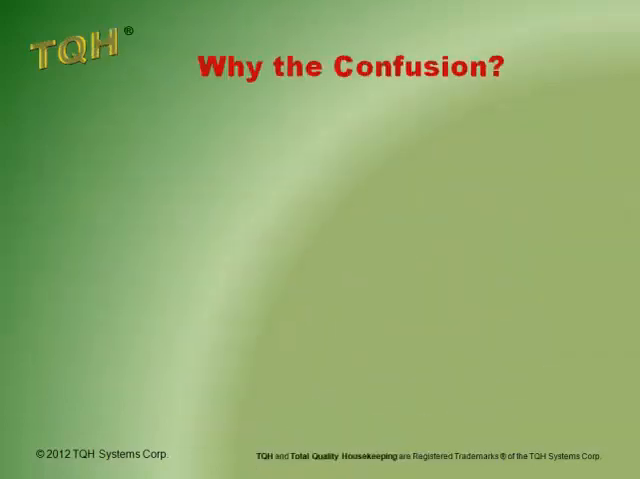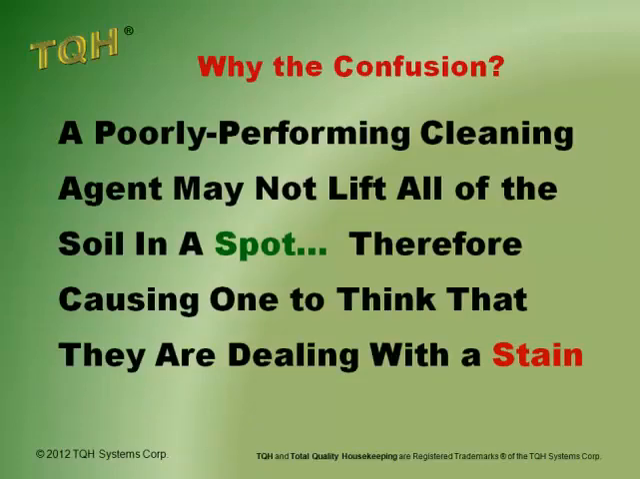Why the confusion? A poorly performing cleaning agent may not lift all of the soil in a spot. Therefore, if you've attempted it two or three times and you still haven't gotten it all out, you refer to it as a stain. If a detergent has the performance capacity to win the soil challenge, a spot will be removed. Now, that detergent's performance capacity is called its efficacy evaluation. A TQH certified detergent will be the best of the best because we make sure that the formulations will ensure maximum efficacy.